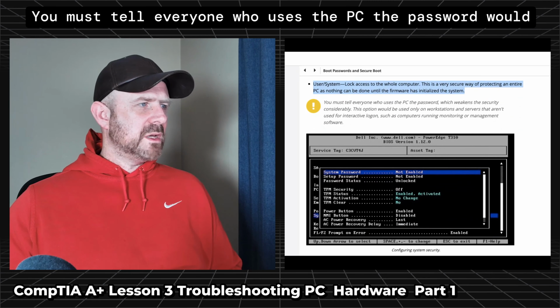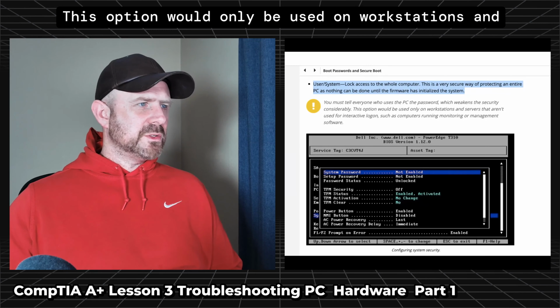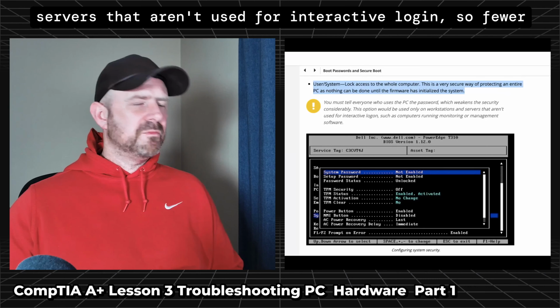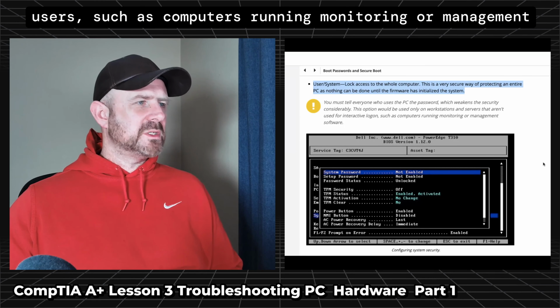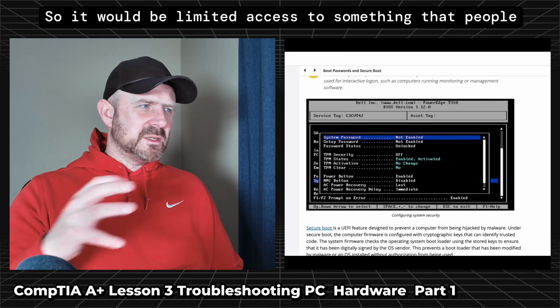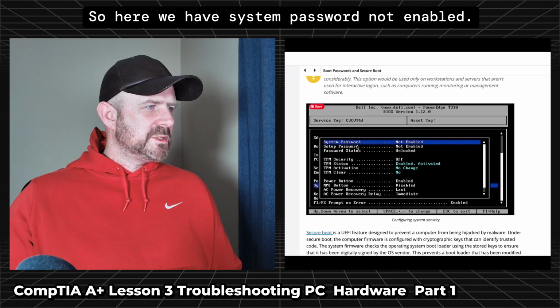You must tell everyone who uses the PC the password, which weakens the security considerably. This option would only be used on workstations and servers that aren't used for interactive login, so fewer users, such as computers running monitoring or management software. So it would be limited access to something that people are all using in a very specific way. So here we have system password not enabled as a setting.